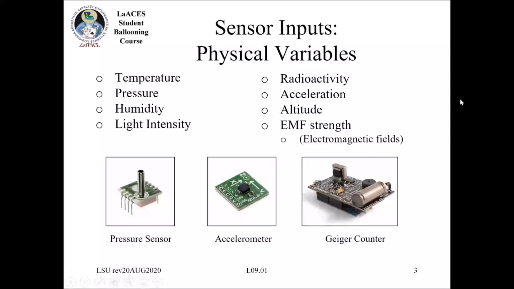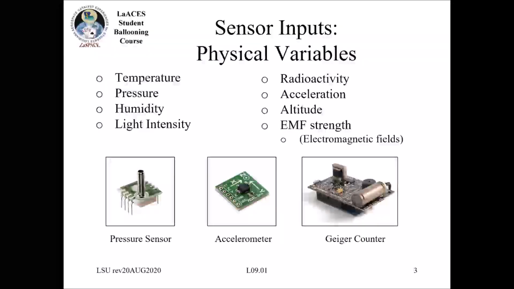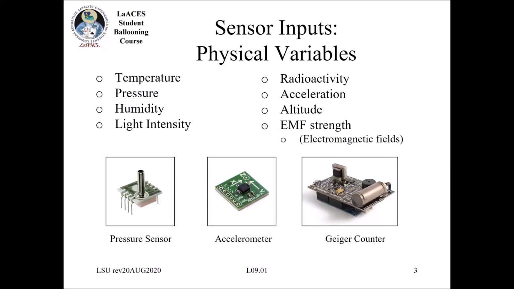Now there's a couple of different physical variables that your sensor could measure. A good example are the 3 that you will be using next semester and some this semester as well: temperature, pressure, and humidity. Some other ones that we've seen in the past for other ACES experiments, we've seen some sensors measure light intensity, the radioactivity, acceleration, altitude, and even electromagnetic strength. There's all kinds of sensors out there, and these are just a small sample of what kind of physical variables you could expect.